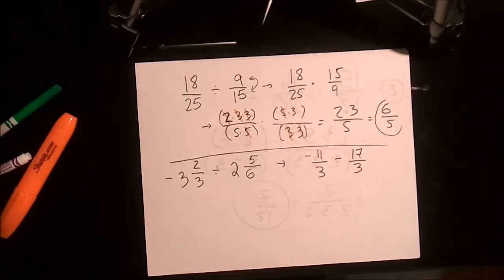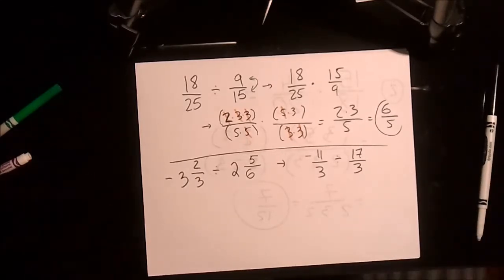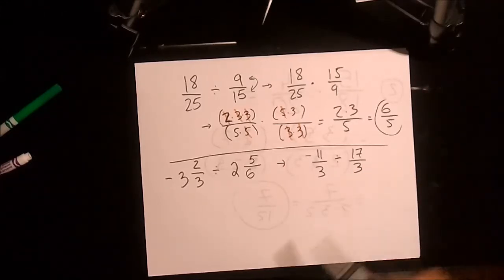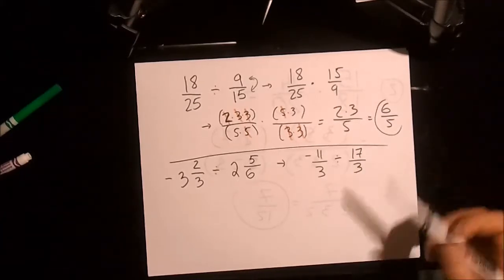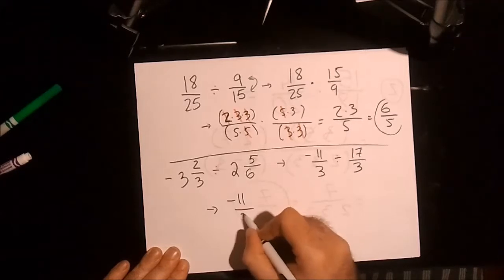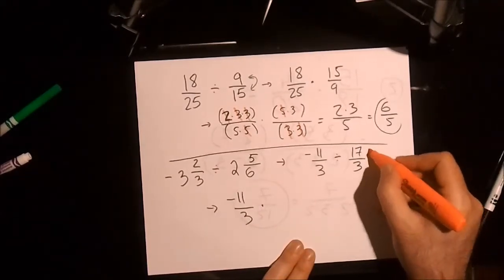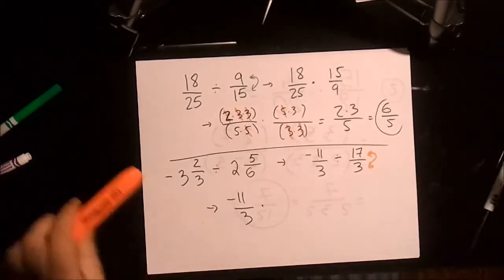Alright. Then my next step is to flip the divisor in order for me to be able to convert the division into multiplication. So I'm going to literally flip this on its head.